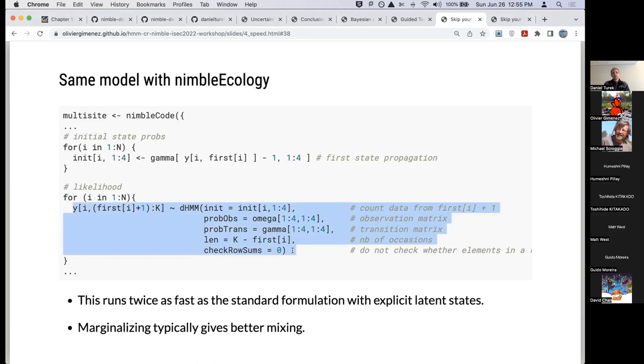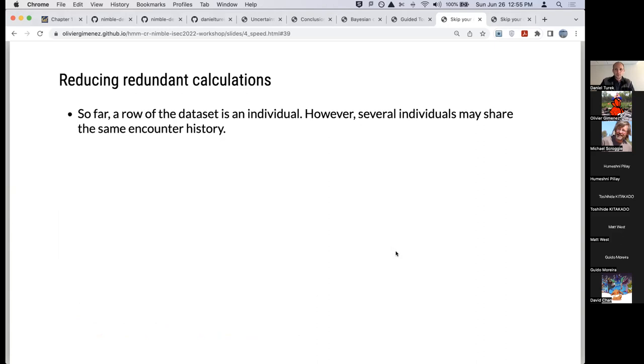So in some cases, this runs faster. In some cases, it's slower. It depends on the model, but usually mixing will improve drastically using this. And what we're interested in is mixing per runtime. So take a look at nimbleEcology if you're not familiar with it, and it provides these marginalized distributions for lots of models.